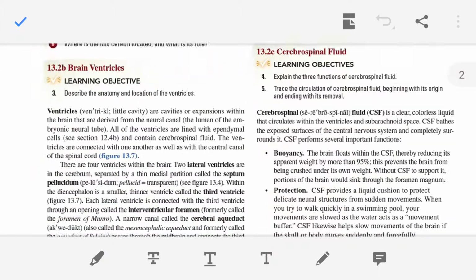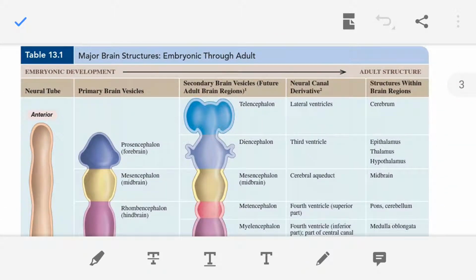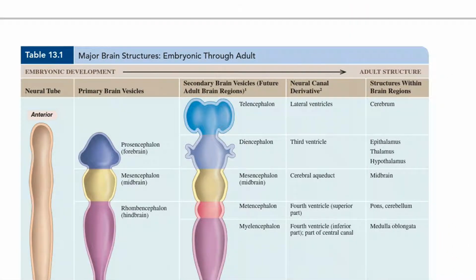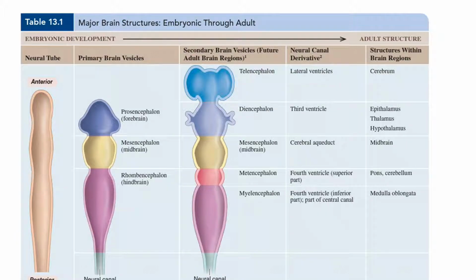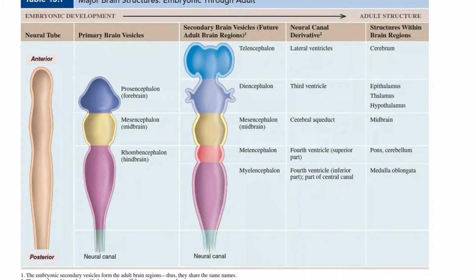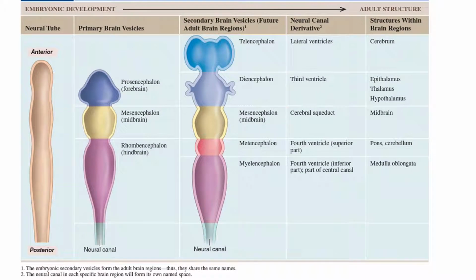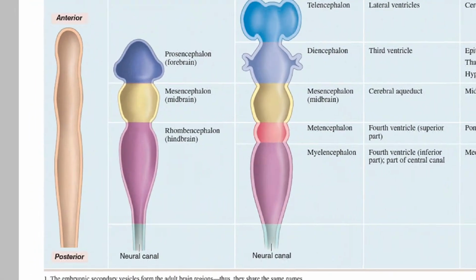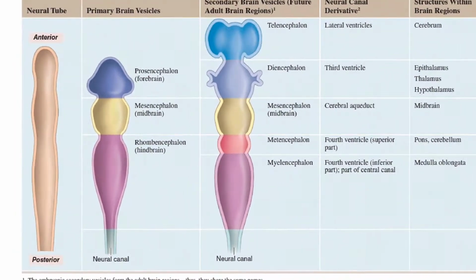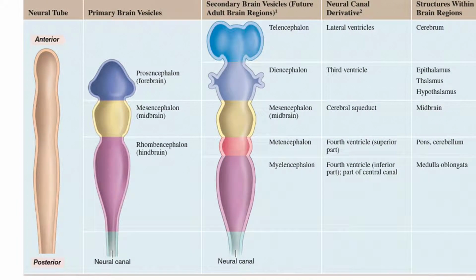For example, see table 13.1, major brain structures, embryonic through adult stage. This table shows the development of the human brain. In the first column, the neural tube is shown, then primary brain vesicles, secondary brain vesicles, the neural canal derivatives, and finally the structures within the brain region. As embryonic development goes on, from the neural tube the primary brain vesicles develop: prosencephalon, the forebrain, mesencephalon, and rhombencephalon, the hindbrain.